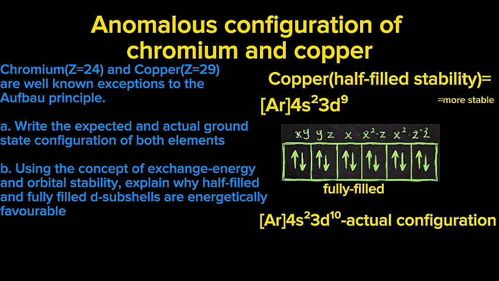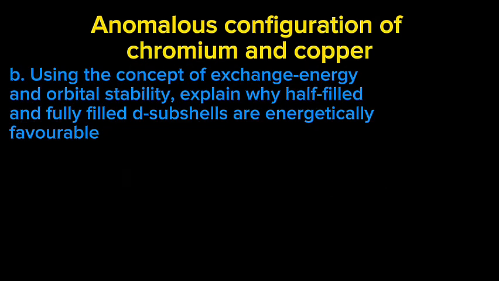Therefore the atom is more stable as compared to the expected configuration. For B of question 1, it says, using the concept of exchange energy and orbital stability, explain why half-filled and fully filled d subshells are energetically favorable. The same concept applies as I already explained for exchange energy in question 1A, but let's talk about it in detail. Now, when half-filled or fully filled, a subshell, like the d subshell in particular, is stable due to orbital symmetry. Now, what is orbital symmetry?